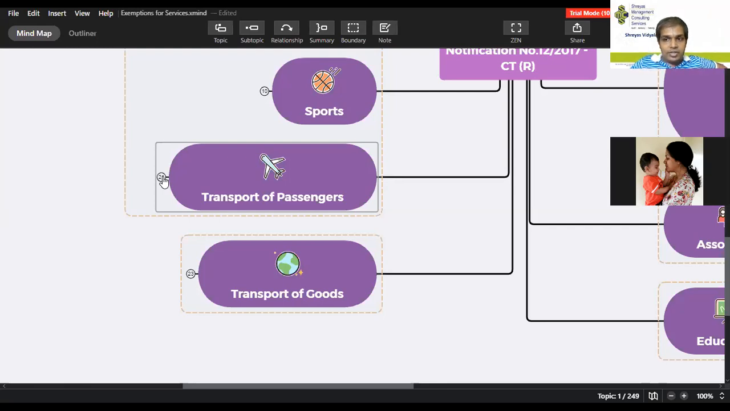If I have mentioned it in the list of exemption, then it is exempt. Otherwise, it's taxable. Simple. Okay. Don't get guided by international, local, all those things doesn't matter.